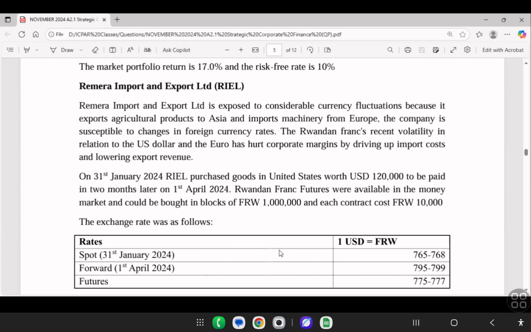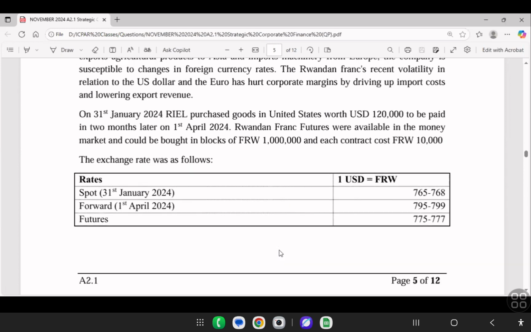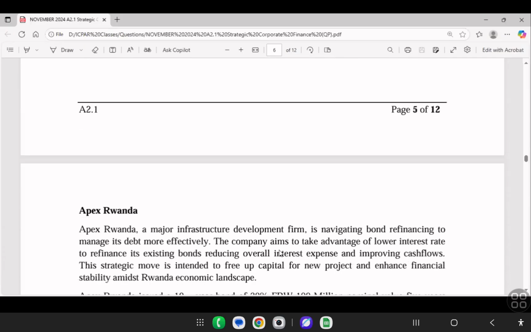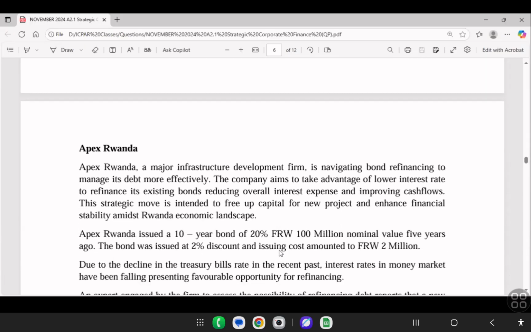Rwandan francs futures were available in the money market and could be bought in blocks of Rwandan francs 1 million, and each contract cost 10,000. The exchange rates were as follows. We are given the spot exchange rate on 1st January 2024, USD 1 to Rwandan francs. We are also given the forward exchange rate on 1st April 2024, and the futures exchange rates. That is the second company.